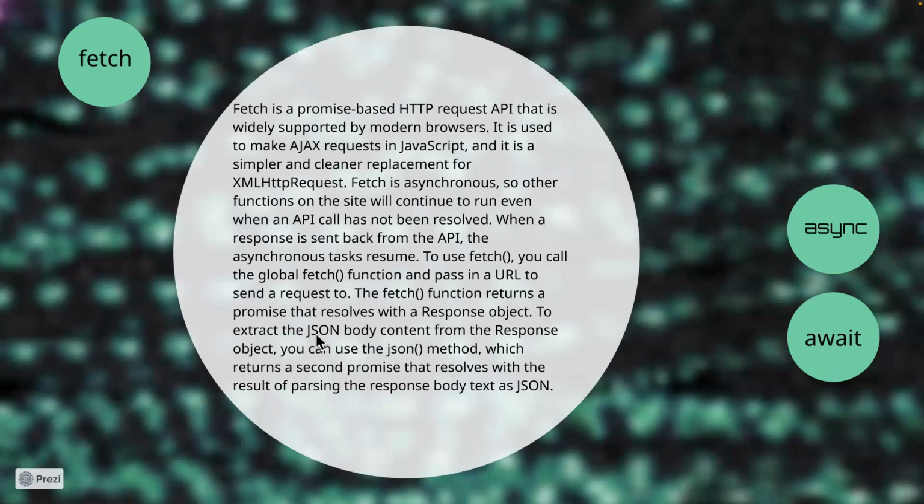To extract the JSON body content from the response object, you can use the JSON method, which returns a second promise that resolves with the results of parsing the response body text as JSON. So that data that we receive, we are then going to convert it to JavaScript object notation. That way we can read through it as an object, and that's how we'll access the data.